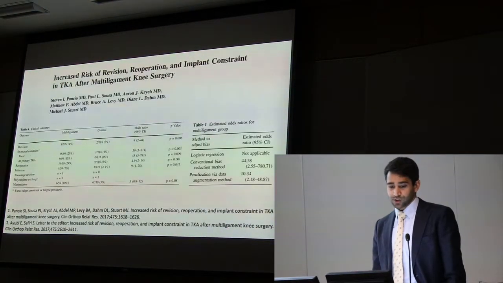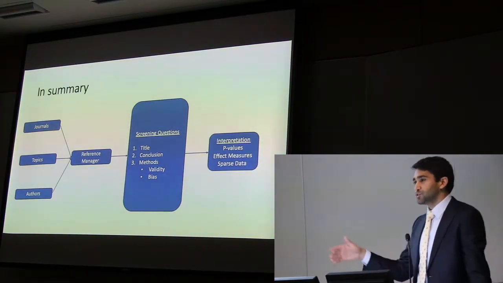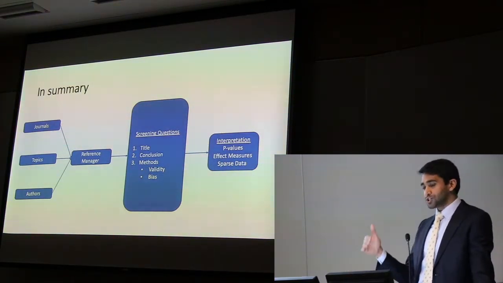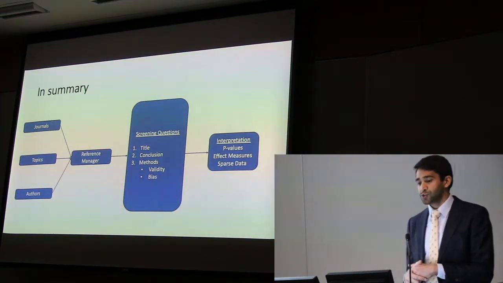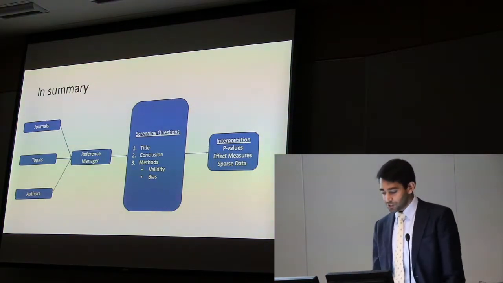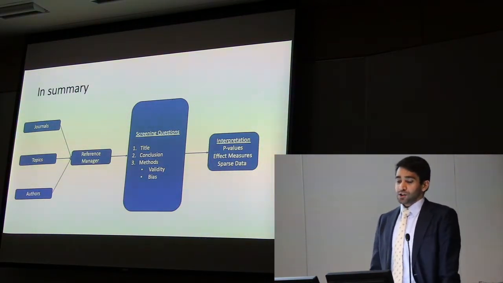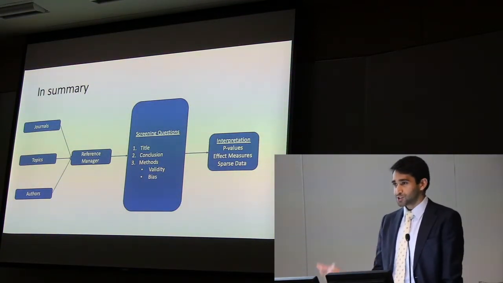This is another article that shows kind of the same thing. So to summarize, when you're sifting through the literature, look at journals, topics, and authors, and use a service that will amalgamate those papers for you quickly into a reference manager. Then apply a set of screening questions to it, and then look at common misinterpretations and don't get fooled by the data. So look at p-values, effect measures, and sparse data bias.